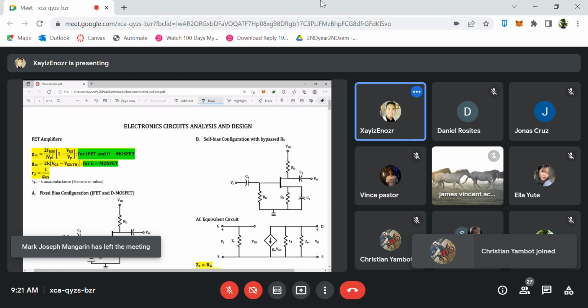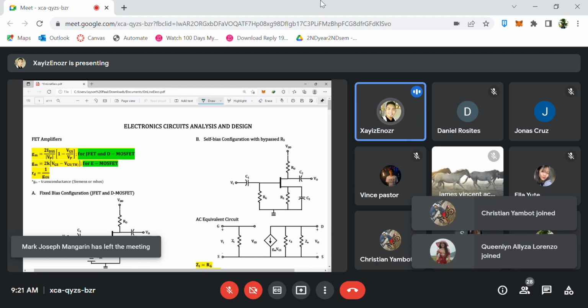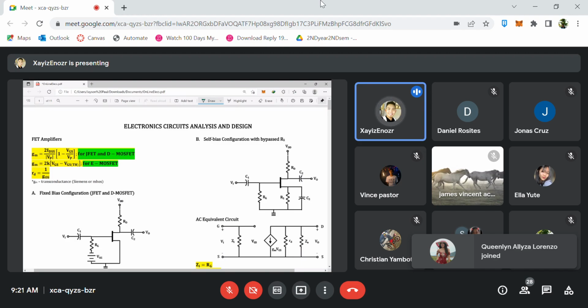So in contrast with BJT, so sa BJT, di ba, nag-discuss din tayo after biasing, BJT biasing. So nag-discuss din tayo ng application ng BJT as amplifiers. So ganoon din sa FET. Kasi ang main function naman ng mga transistors is to serve as amplifiers. Okay, so ito yung mga important equations kapag nag-analyze tayo ng circuit involving FET amplifiers.